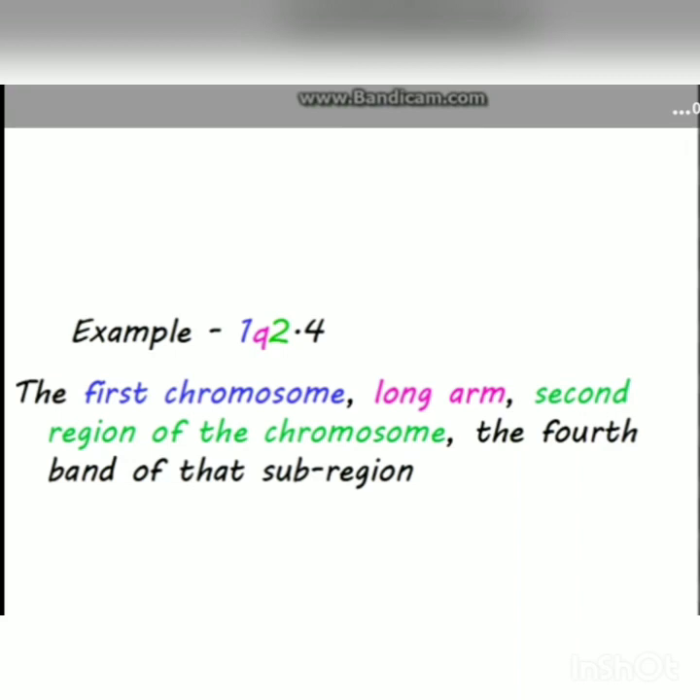If you have been given 1q2.4, what does that mean? So 1 represents the first chromosome, q means long arm, 2 means it is the second region of the chromosome, and 4 means it is the fourth band of that subregion. So these kinds of questions usually come in the entrances and check your aptitude, which are normally not given in the books. So this is very important, you should note it down.